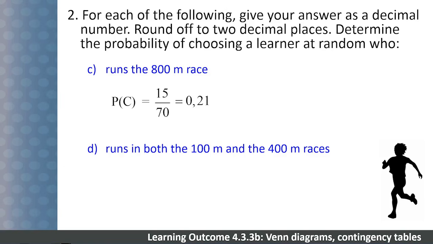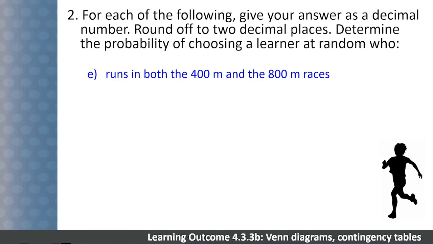D. What is the probability of choosing a learner who runs in both the 100-meter and 400-meter races? This is the probability of choosing a learner from the intersection between sets A and B, so it is 7 divided by 70, which is 0.1. E. What is the probability of choosing a learner who runs in both the 400-meter and 800-meter races? This is the probability of choosing a learner from the intersection between B and C. There is no intersection between these sets, so the probability is 0.